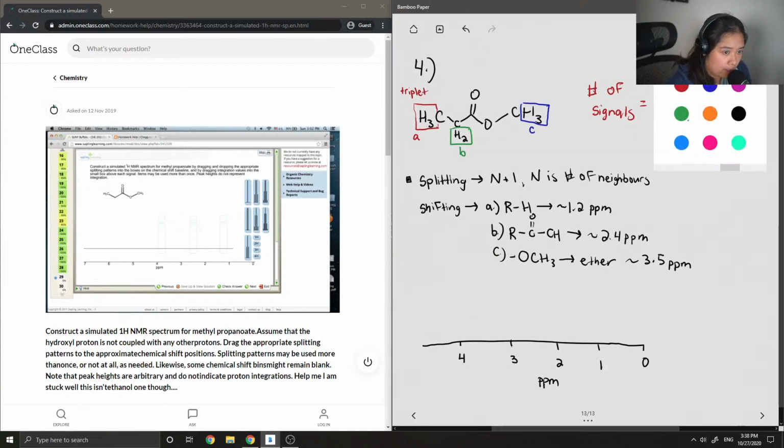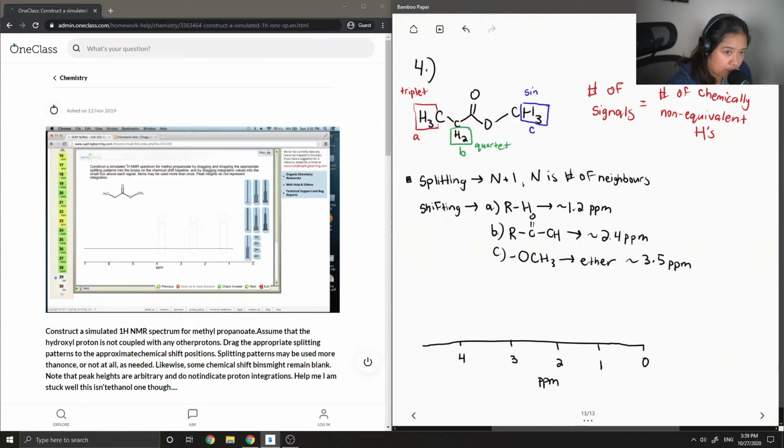And then let's look at the hydrogens in B. Its neighbors, it has 3 hydrogens. So n+1, it'll split as a quartet. And then for the last one, there are no hydrogens on this oxygen. So 0 plus 1, it'll split as a singlet. And then now that I know its splitting patterns, I can put it on the spectrum.